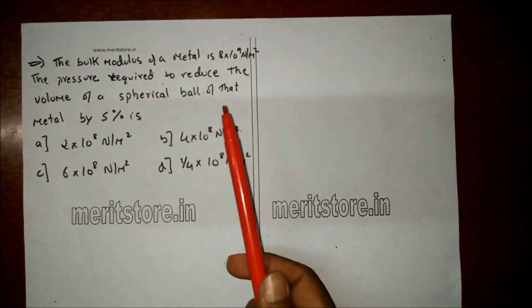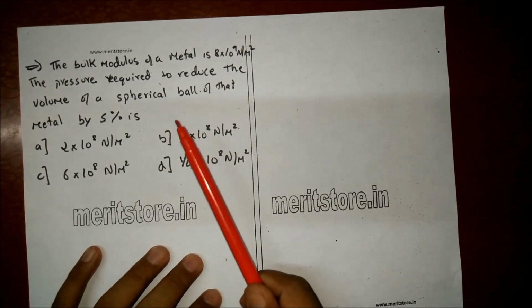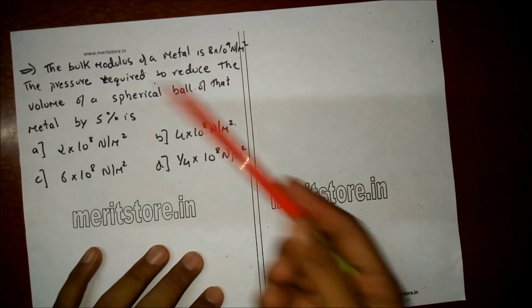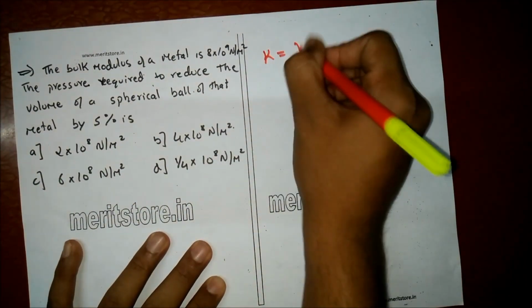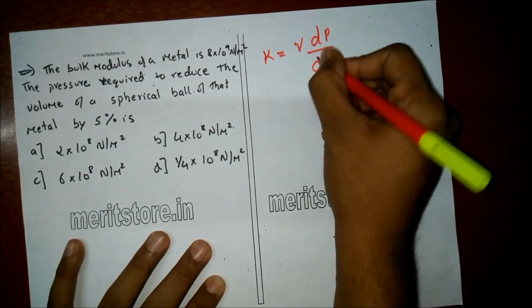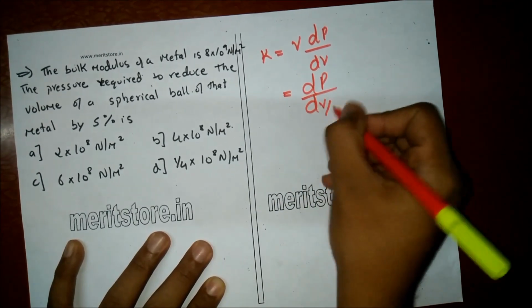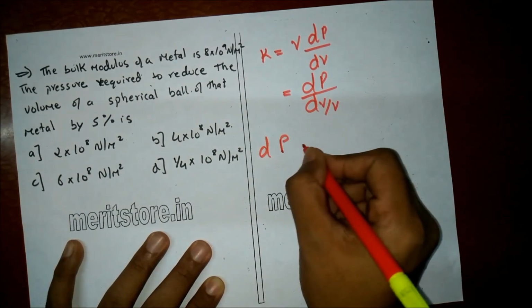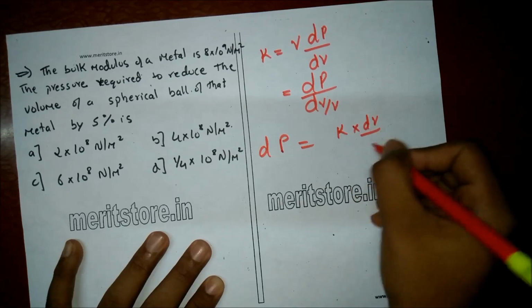The bulk modulus of a metal is 8 into 10 raised to 9 Newton per meter square. The pressure required to reduce the volume of a spherical ball of that metal by 5% is, here are the options. Now the bulk modulus K is given by V into dP upon dV, which is equal to dP upon dV upon V. Now we have to find the pressure applied. Therefore, P will be equal to K into dV upon V.